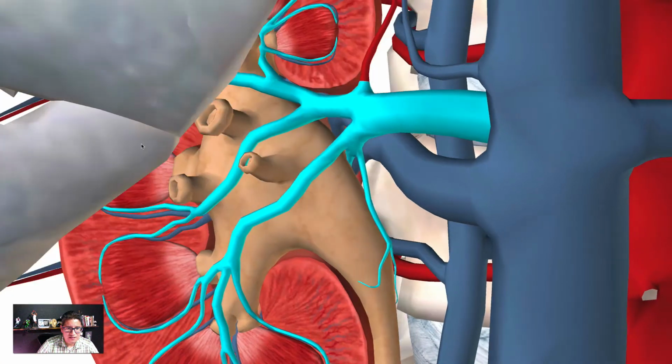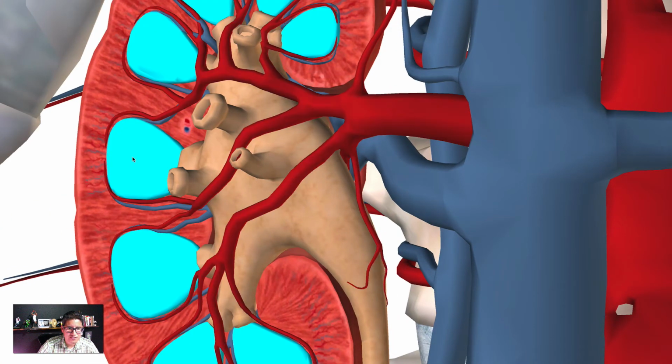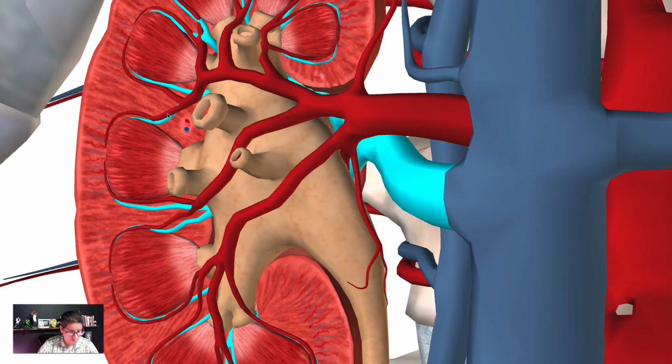Let me just highlight this portion of the kidney. You'll notice that between each of these renal pyramids there's a column of space in between all of them, and that's called the renal column. Each of these renal columns houses some of the arterial and venous circulatory system that goes through there.